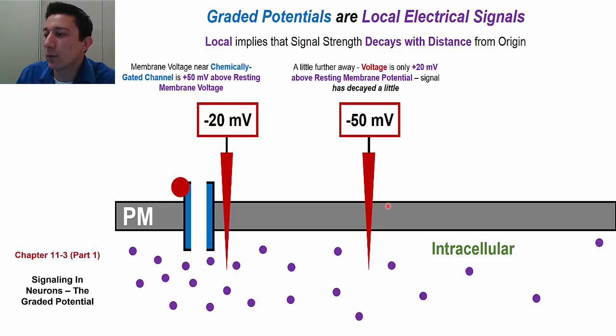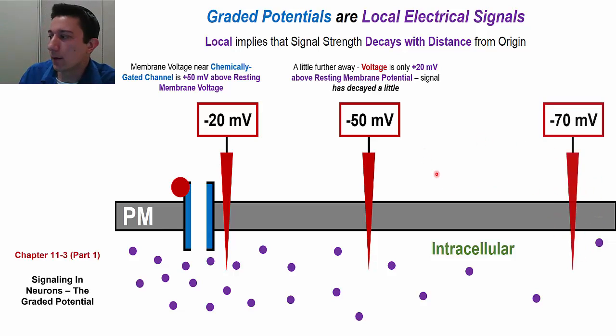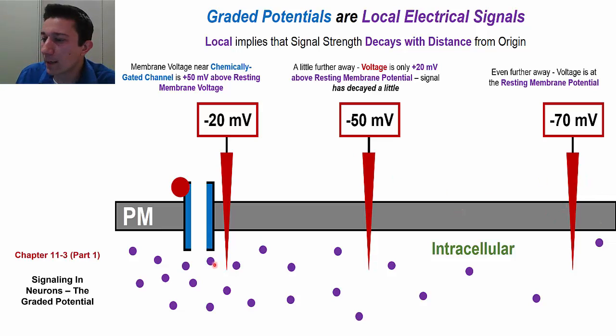That is, it got a little bit weaker as we moved away from where it started. Right? And let's say, just one final example to round out our example here, we'll put a voltage meter way over here, and we'll see that our voltage meter maybe doesn't read anything different than resting membrane voltage. So we're still at minus 70 millivolts all the way down here. Right? So our signal got weaker as we got further away from where it started.